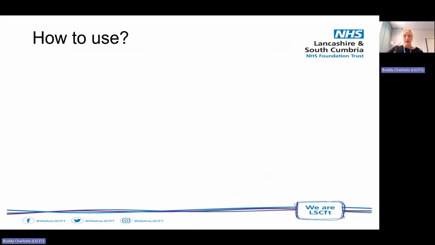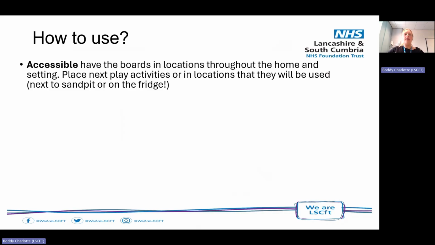So how to use communication boards, we need to make sure that they are accessible. So having the boards in locations throughout your home or throughout your setting, because naturally if the communication boards are stuck on the top of a high shelf or in a cupboard, our child is not going to be able to use them. So we want to place them next to play activities or in locations that they will be used. For example, if you're in a setting, you might want to put a sandpit activity mat or communication board next to the sandpit, or if you've got a food communication board, then you might want to stick that on the fridge or have it accessible in the kitchen.